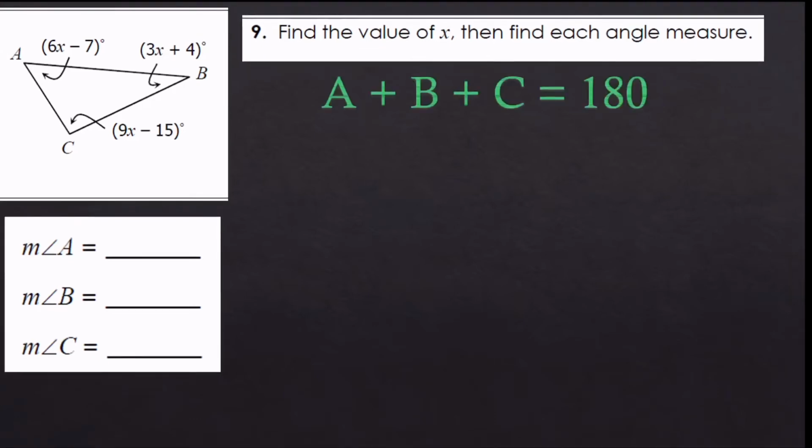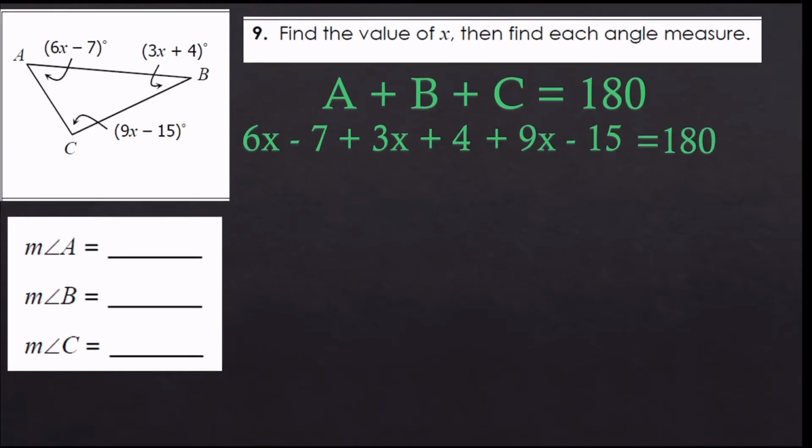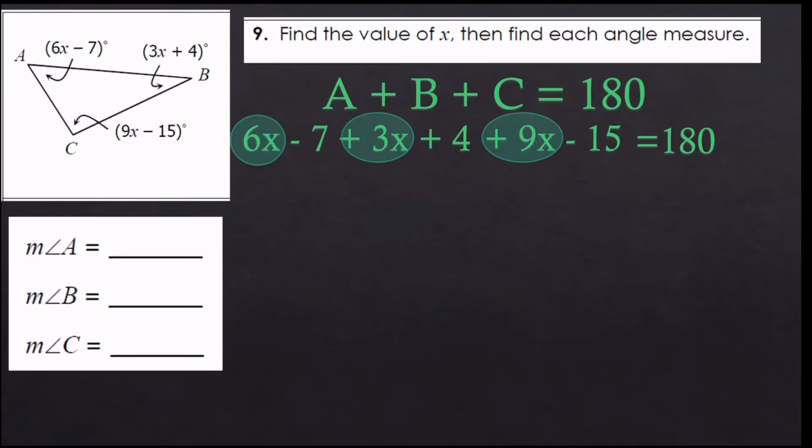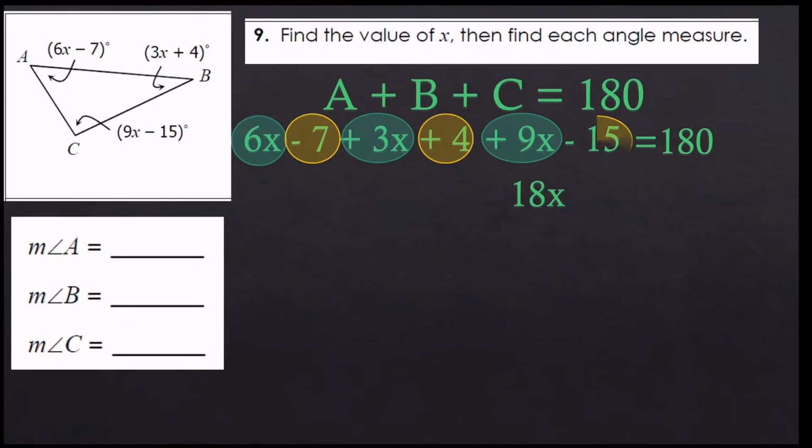So we first know A plus B plus C equals 180. A was 6x minus 7. I'm going to add 3x plus 4. Then I'm going to add 9x minus 15. That gives me 180. I'm adding them all together. When I combine my like terms of my x's, a 6 and a 3 is a 9, another 9 is an 18. Then I have a negative 7 and a positive 4, so that gives me a negative 3. And then a negative 15 would give me a negative 18.